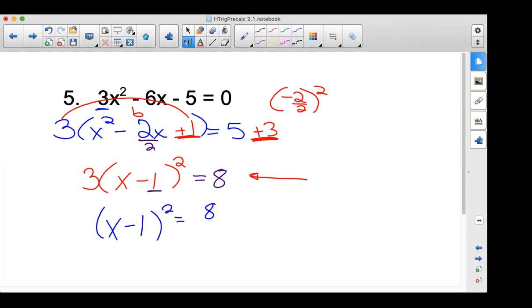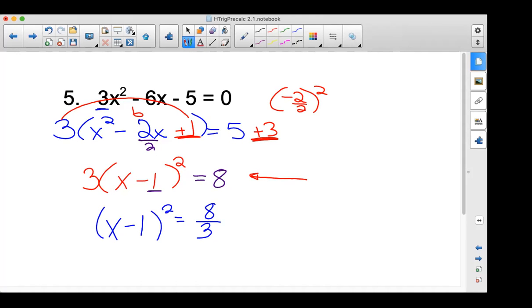Unfortunately, there's an 8 on the other side. If it was a 9, it would work out a lot nicer, but it's an 8. We're going to leave that as 8/3. Don't make it a decimal. Don't make it a mixed number. We're leaving it as a fraction.